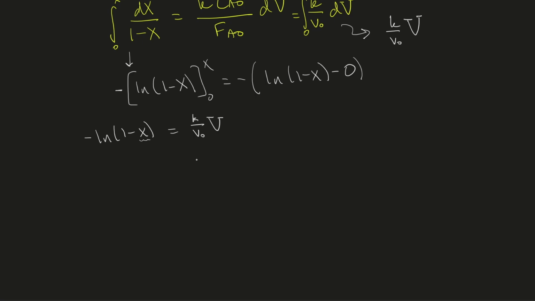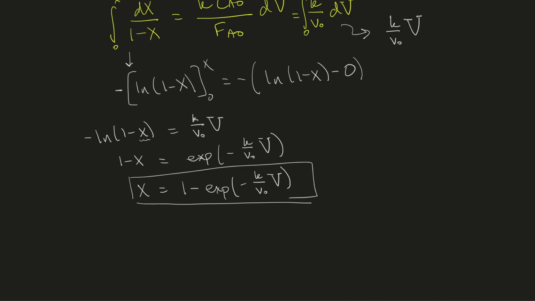So first let's multiply by negative 1 and then take the exponential of both sides. So we get 1 minus x on the left-hand side is equal to the exponential of negative k over little v0 times our volume. And then to solve for x, we get x is equal to 1 minus the exponential of negative k over little v0 times our big V.